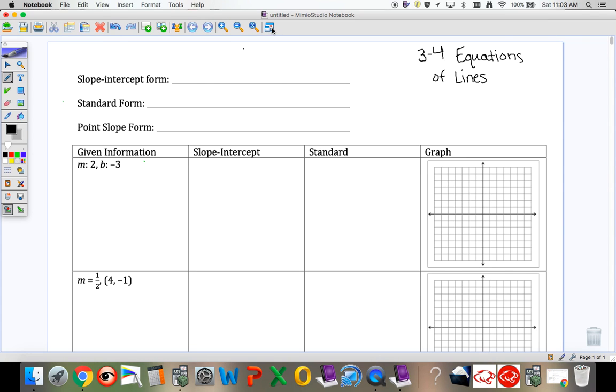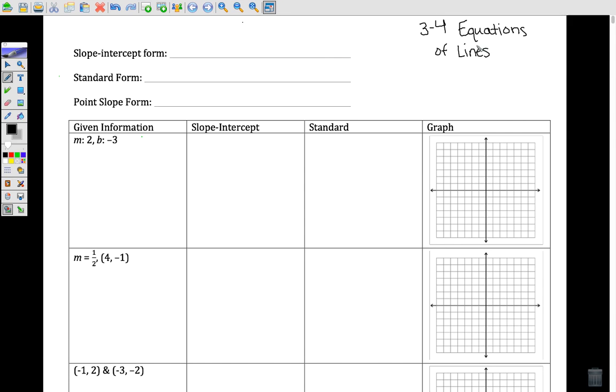This is your 3-4 notes. So if you want to write this down somewhere on top, it's just equations of lines. Again, this is kind of a review from algebra, so it should be an easy refresher. If not, then hopefully I do a good job explaining it. Okay, so here we go.